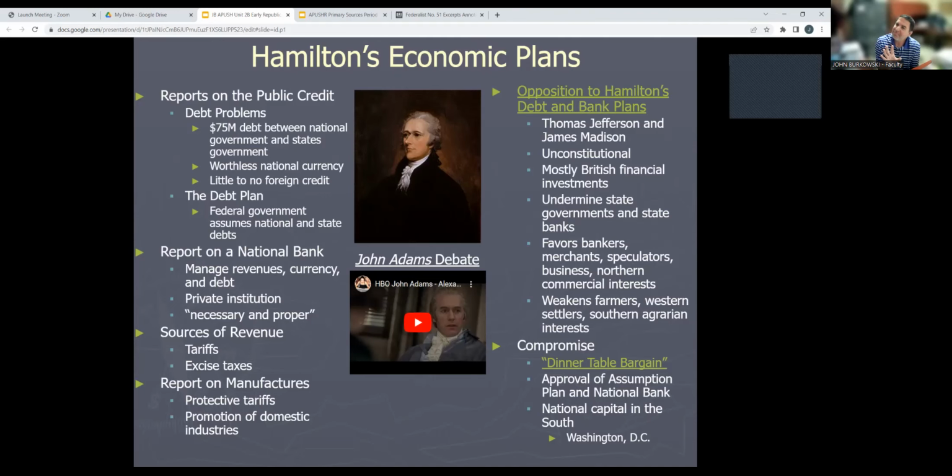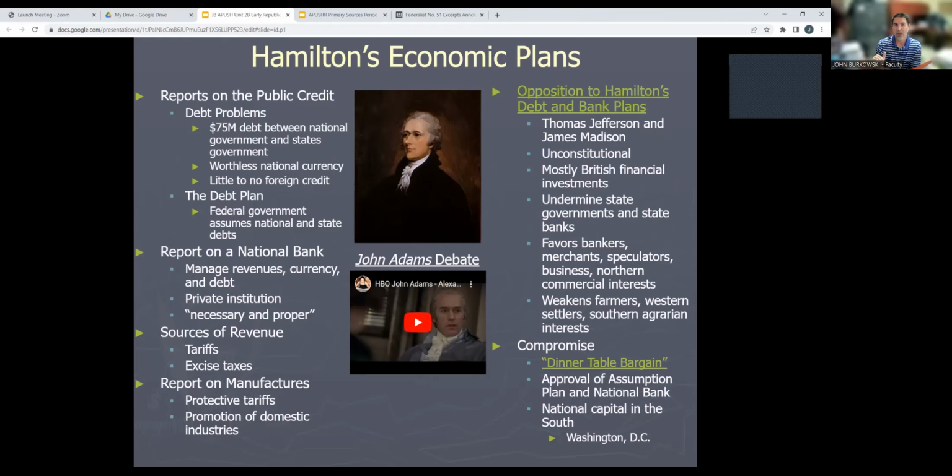Okay. Maybe for some of you, that seems concerning. And you're not wrong, because Jefferson and Madison are like, whoa, no. I don't like that part. That doesn't sound cool, right? And there are some constitutional questions about this bank. Is the bank legit? Is it constitutional? Because when we go back to Congress and look at Article 1 and the Constitution, does Congress have the power to establish a national bank?